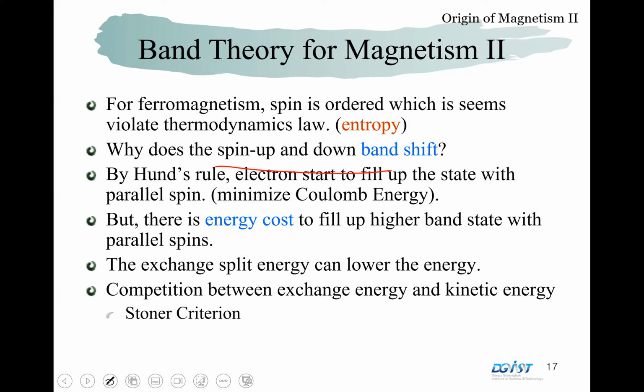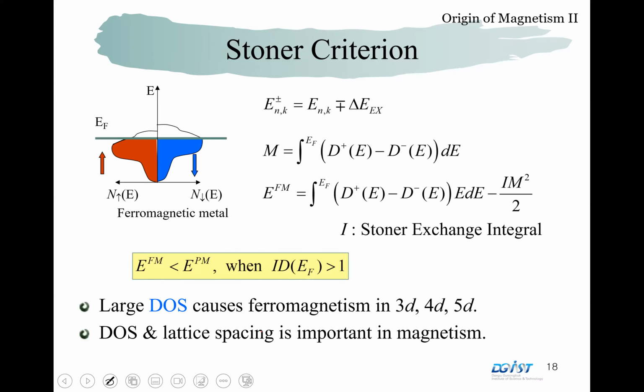So actually, ferromagnetism is kind of a competition between exchange energy and the kinetic energy of the electrons in the band. This is what we call the Stoner criterion. Okay, so let's go to the band structure.